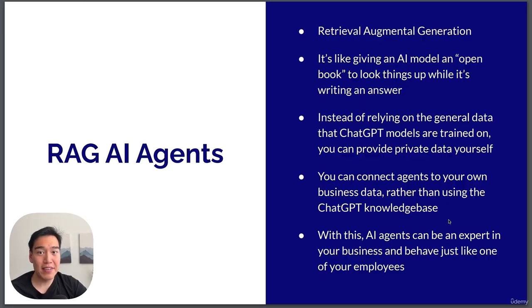You can think of this like giving an AI model an open book to look things up while it's giving an answer. So the way this works is that instead of relying on the general data that ChatGPT models are trained on, which are all public, you can now provide private data yourself. And these can be anything from business documents to private text documents and everything in between. So with RAG, you can connect agents to your own business data. And because they're in tune with all your private documents, they can be an expert in your business and behave just like one of your employees.